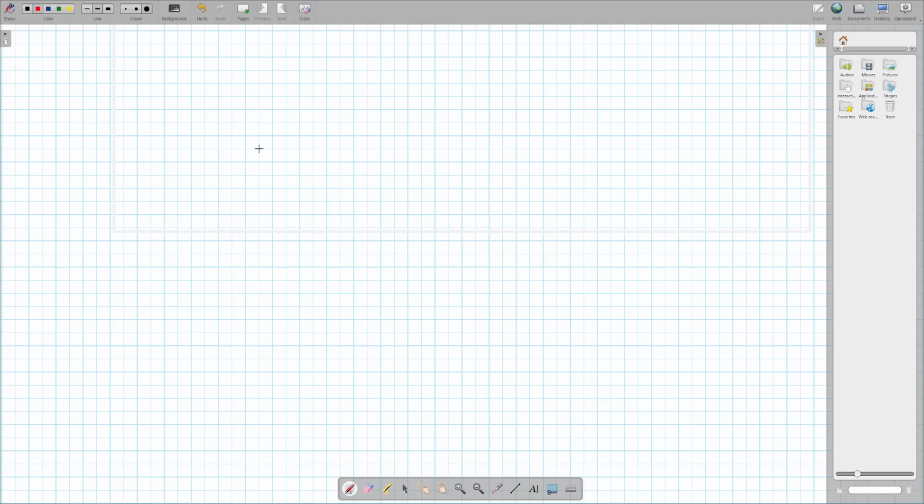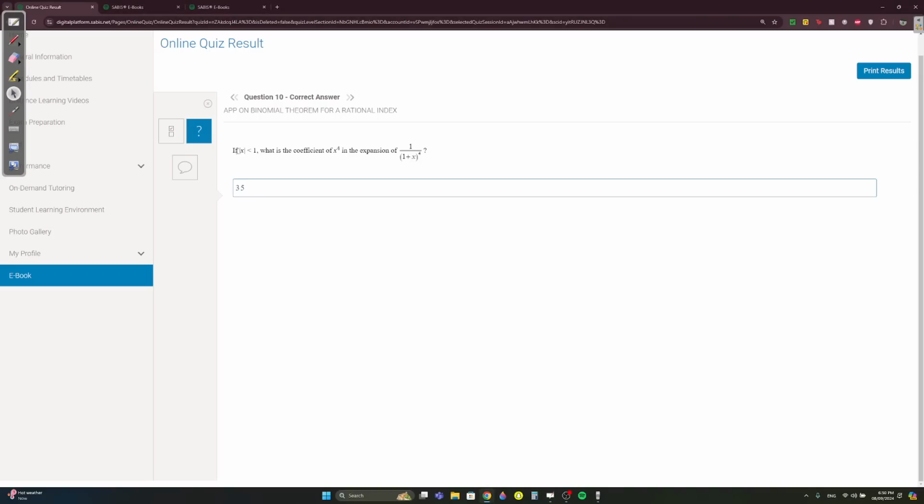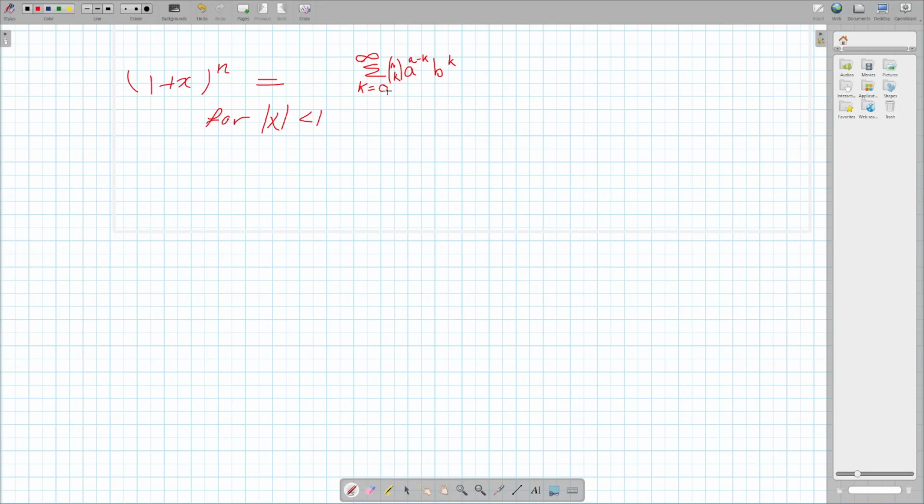But the rule I'm about to give you now is something very important. 1 plus x to the power of n equals sigma, again, k equals 0, up until infinity, not up until n, up until infinity, of nck, a to the power of n minus k, b to the power of k. So what does this mean? There's a condition for this rule: the absolute value of x less than 1. Whenever you see the absolute value of x less than 1, you're going to apply this rule. Basically, it's the same rule.